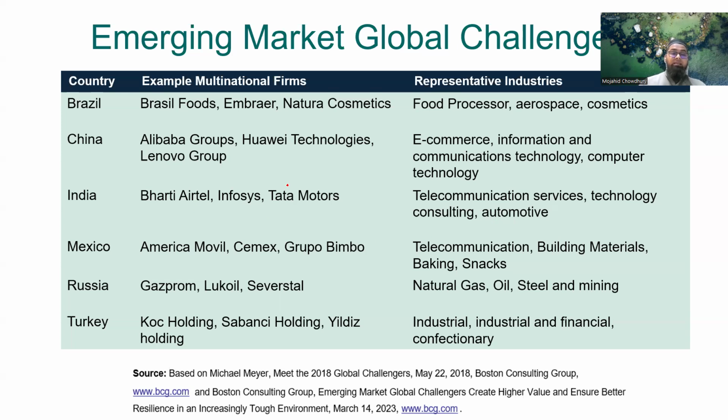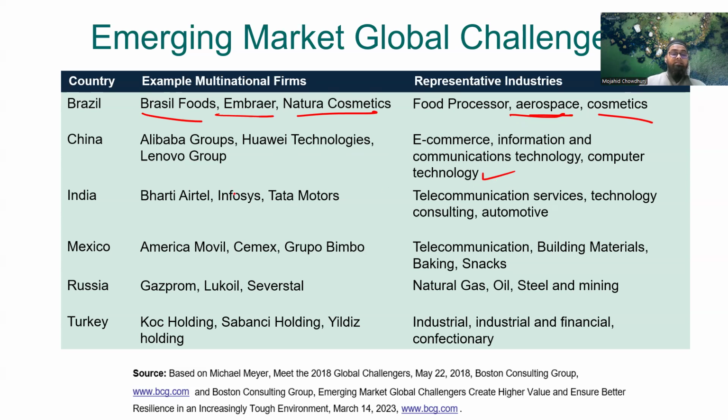If we see Brazil, Brazil is a highly agricultural based country, and they are processing the food, and they have aerospace. Some aerospace companies are developing their aeroplanes in Brazil, and they have cosmetics also. So the most prominent companies are Brazil Foods, Embraer, and Natura Cosmetics. On the other hand, China, we know Alibaba Group, Huawei Technologies, Lenovo Group. So they are mostly in China. They are mostly dependent on e-commerce, information communication technology, and computer technology.